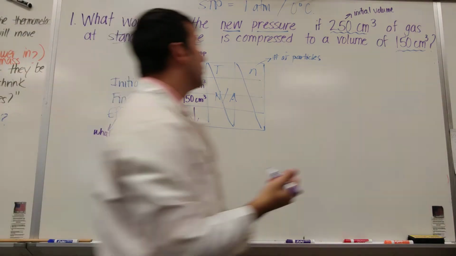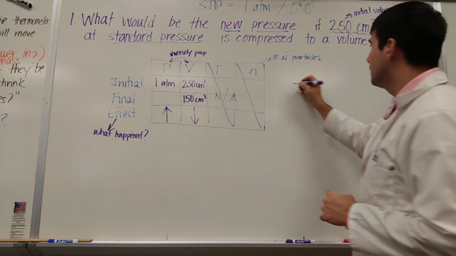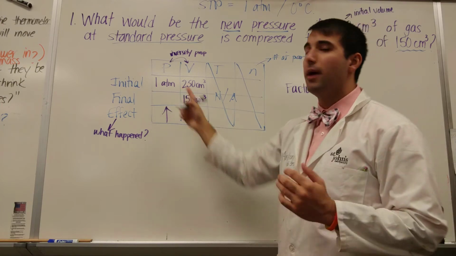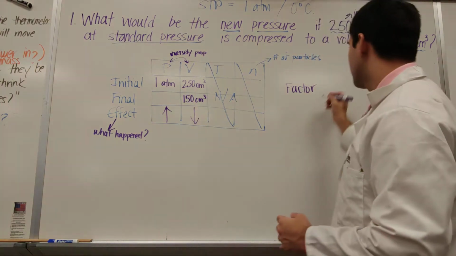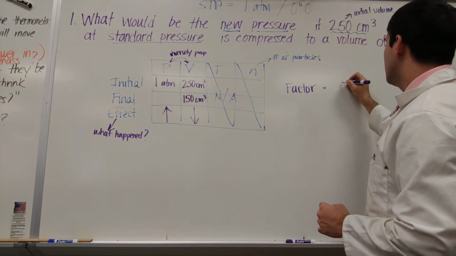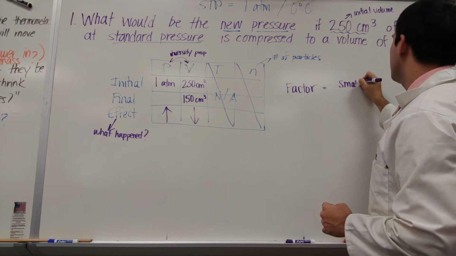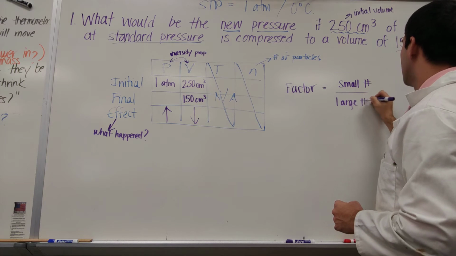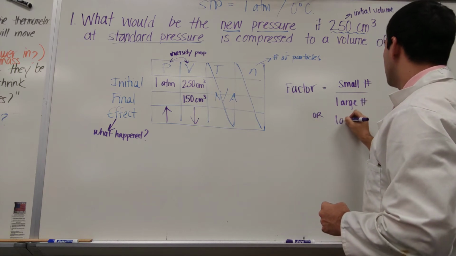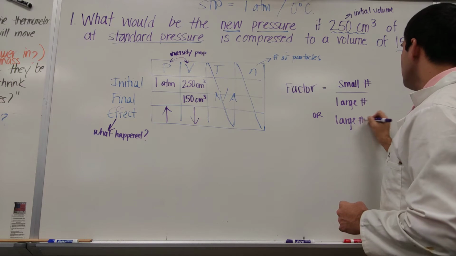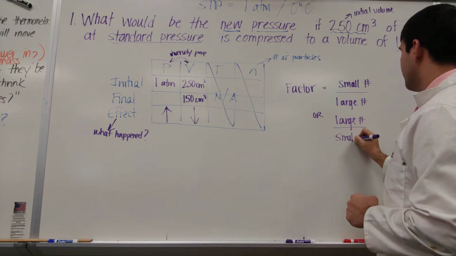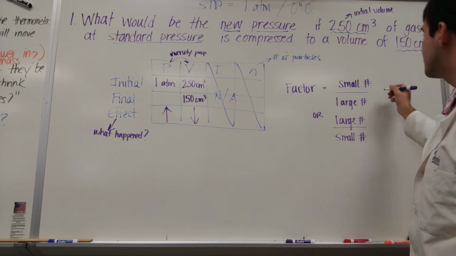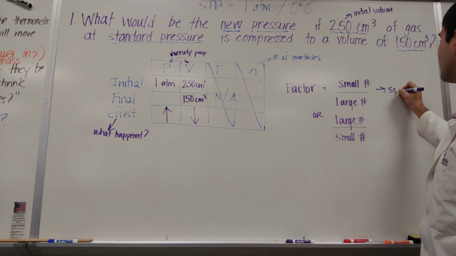And from our notes from Thursday, we have this idea of a factor that I need to multiply by my pressure to get my new pressure. A factor is going to either be a small number over a large number, or a large number over a small number. Now, if I multiply by a small number over a large number, I'm going to get a smaller number.